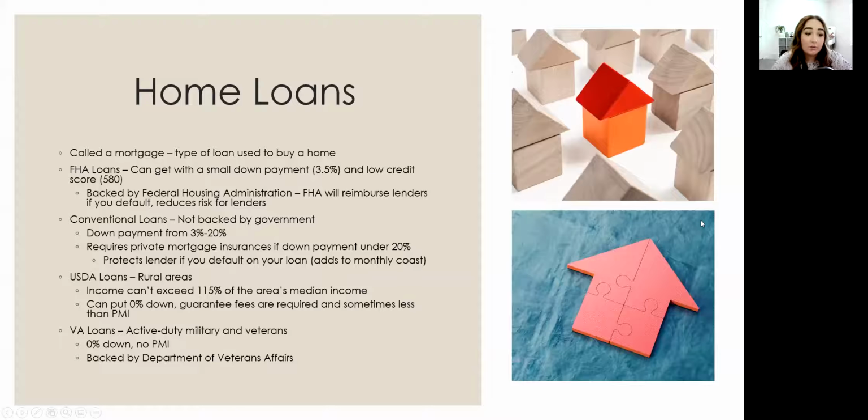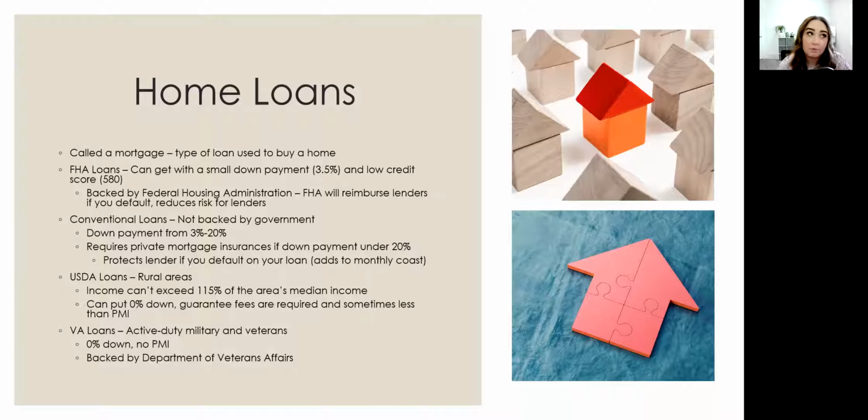Okay, we're just going to jump right in and go over all the different types of loans. We have home loans, called a mortgage. It's just the type of loan used to buy a home. There's an FHA loan, which you can get with a small down payment. They require a 3.5% down payment and a low credit score of 580. The reason they can do this is they're backed by the Federal Housing Administration. It will reimburse lenders if you default.